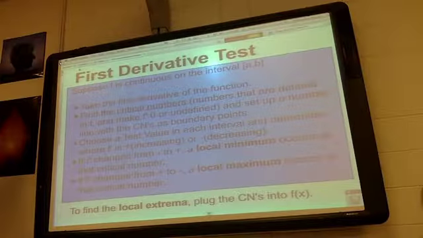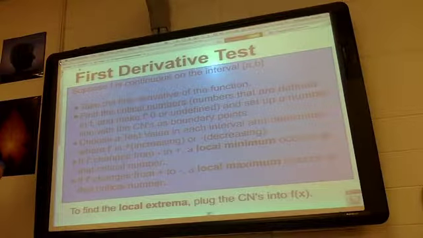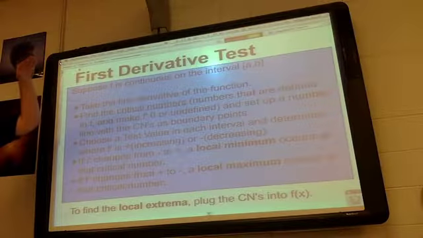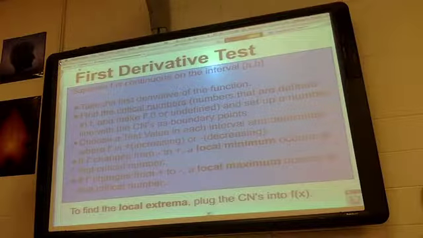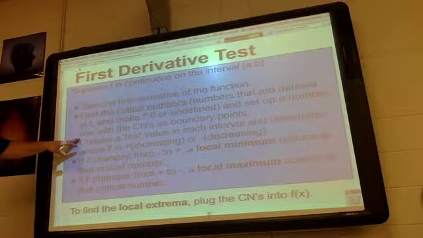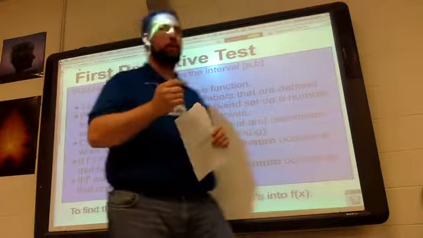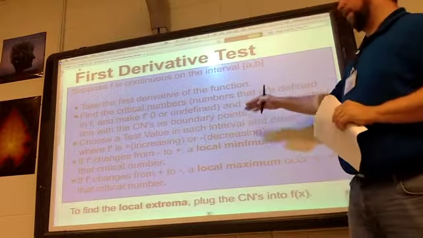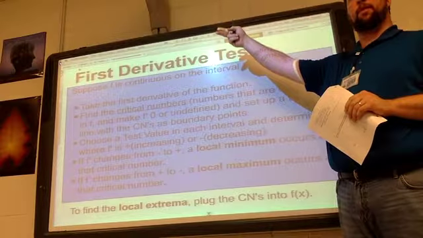Those are numbers that are defined in the function but make the derivative 0 or undefined. Sometimes a number might make the derivative 0 or undefined, but it's not in the function to start off with. That's probably going to be an asymptote. And then you're going to set up a number line just like we did, with the critical numbers as boundary points. And I guess I should put in here, because we do have those weird cases where a number makes the derivative 0 or undefined, but it's also undefined in the regular equation.